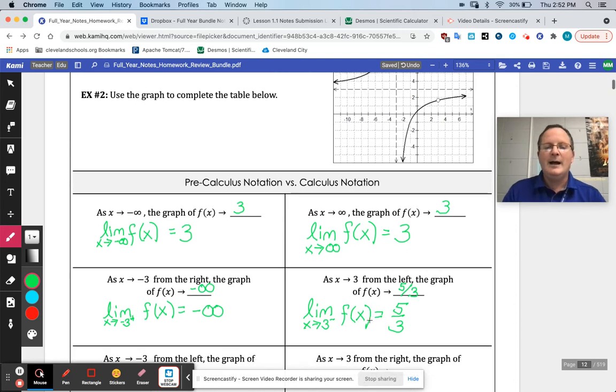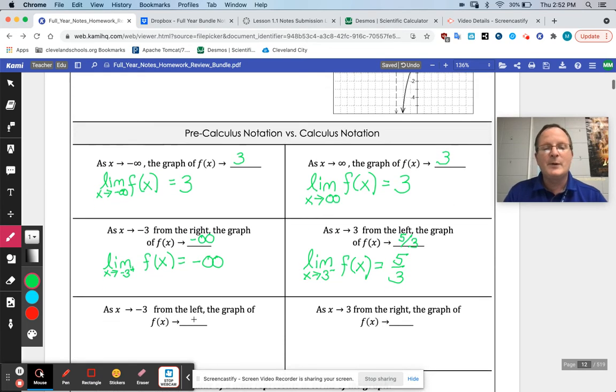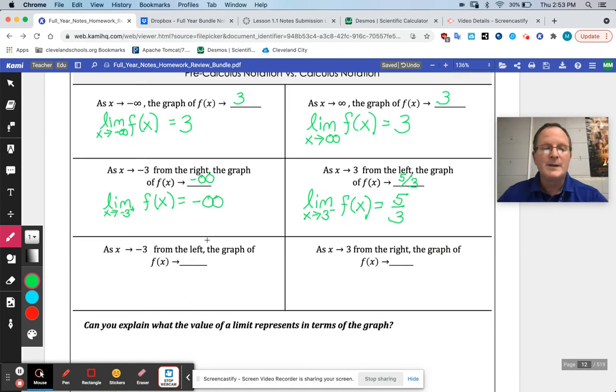All right. Aha, here's what I was expecting. -3 from the left. I see what's happening. These are all lined up. So -3 from the left is over here. Coming from the left, heading to -3, where are we going? We're going up, up, up, never stopping. So this is positive infinity. That's what I thought the other one was, but they put them right above each other. So the limit as x approaches -3 from the left of f of x is infinity.